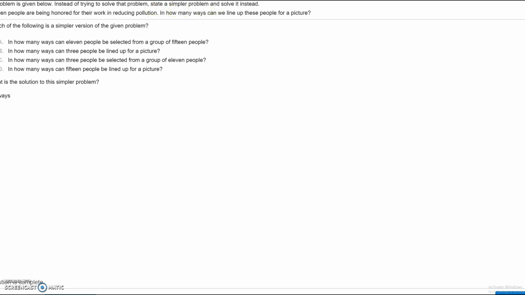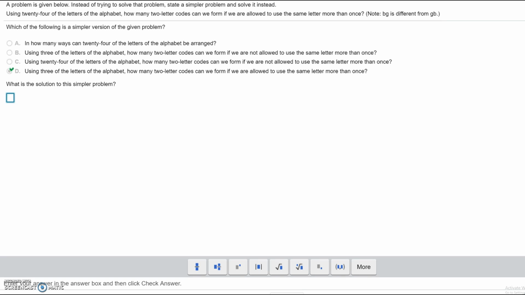There's also another question, and I'm going to take a few seconds, press pause, and then pull up that next question. This question asks one that's very similar to the one we just looked at. It asks us to find a similar problem that is simpler from the choices that are given. We are not asked to solve the original problem. The original problem is not a selection problem, rather it's an arrangement problem.